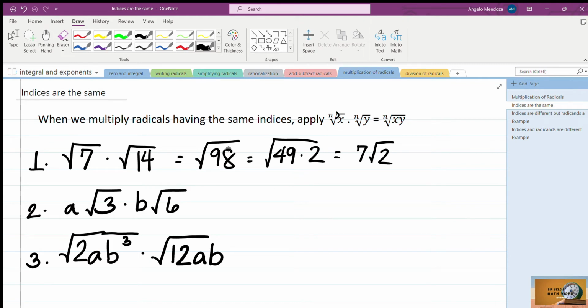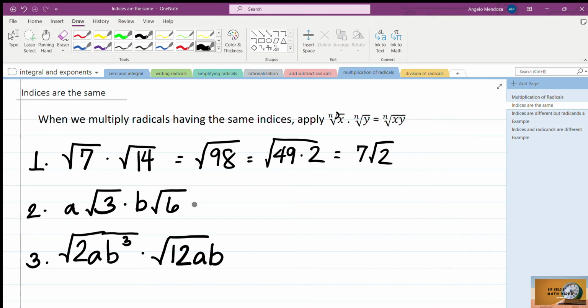So whenever there is a radicand that is not a perfect nth root, or perfect square root, perfect cube root, we think of two factors where one of the factors is a perfect nth root number. So in this case, you have 49 as a perfect square number. So the final answer is 7 square root of 2.